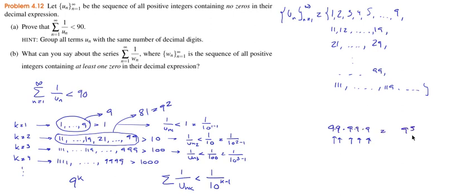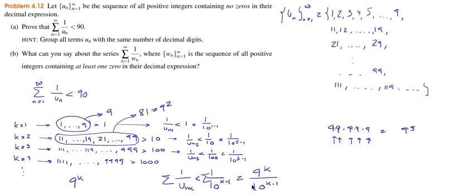So there are 9 to the 5 numbers with 5 digits, okay? So this is the sum of 9 to the k terms. All of them are smaller than 1 over 10 to the k minus 1, which is equal to 9 to the k over 10 to the k minus 1, right? Okay, so the sum of all of this, because there are 9 to the k terms in this sum, and all of them are smaller than this, okay? So the sum is smaller than 9 to the k times this, okay?